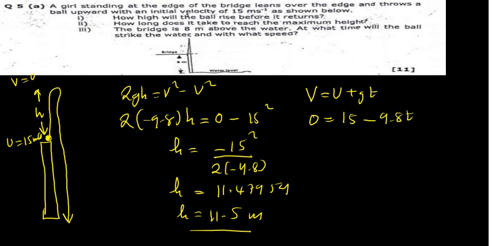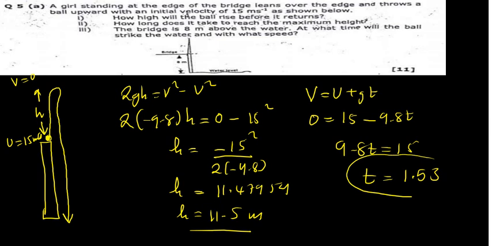The reason why g is negative is that we are going up. Then we take that term, the other side becomes positive 9.8 t, that will be equal to 15. Therefore, t is going to be 15 divided by 9.8, which is going to give us 1.53. So this is the time it will take to reach the maximum height.